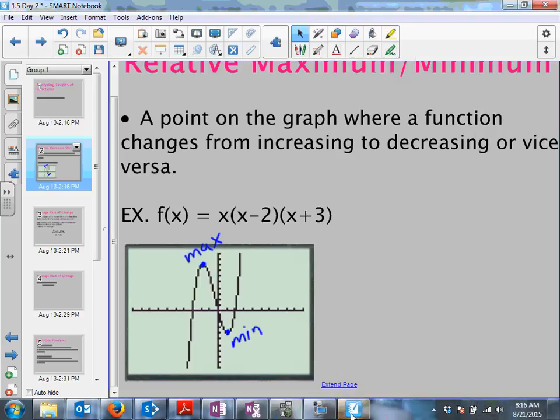Okay. Biggest thing is understanding though, when we're going from increasing to decreasing, we have a maximum. When we're going from decreasing to increasing, we have a minimum.